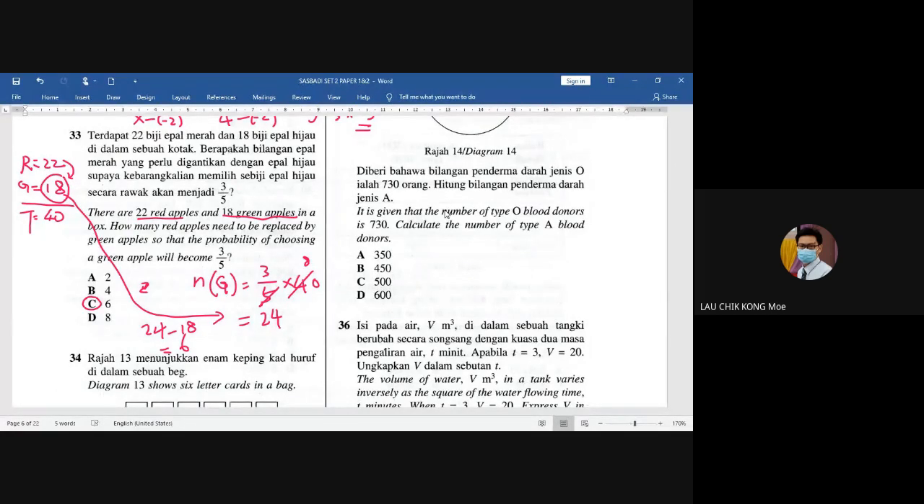Okay, or if you want to use another method, it is (18 plus n) divided by 40 equals to 3/5. This one is fast. So you also can get n equal to 6.